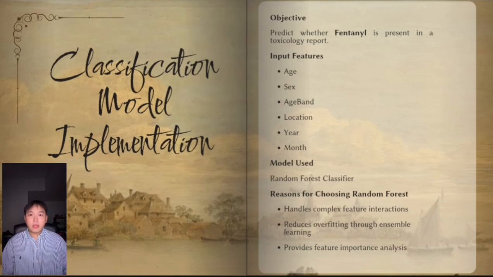The first task in our analysis is classification. The goal of this task is to predict whether fentanyl was present in the toxicology report of a fatality case. To build this model, we used several demographic features as input variables. These include age, sex, age bound, location, year, and month. These features represent demographic and temporal characteristics of each case.